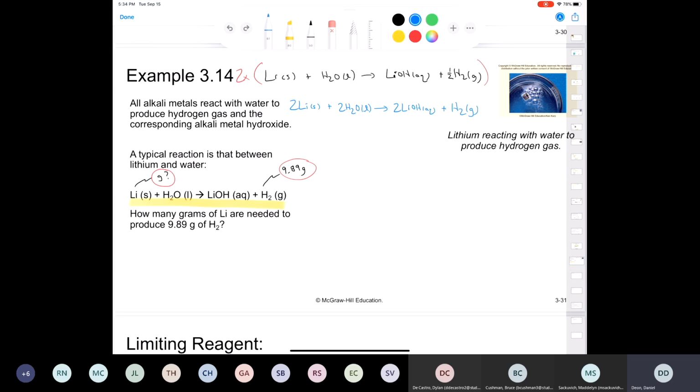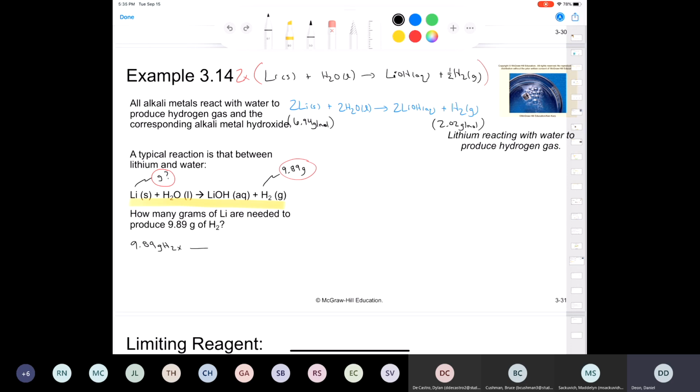Let's solve this using dimensional analysis. I have already gone ahead and looked up the molar masses. The mass of H2 is 2.02 grams per mole, and the molar mass of lithium is 6.94 grams per mole. So now we have those under our hat. Let's start out here with 9.89 grams of H2. That's what we want. We have to convert that into the number of moles of hydrogen before we can get the number of moles of lithium from our balanced equation.